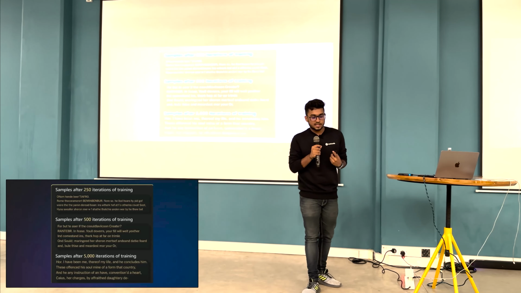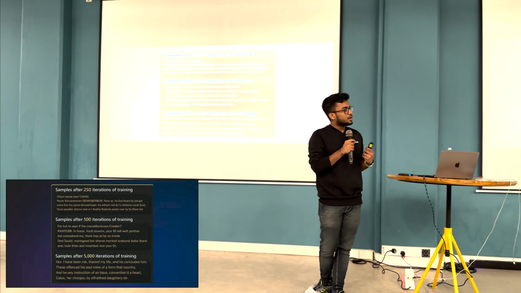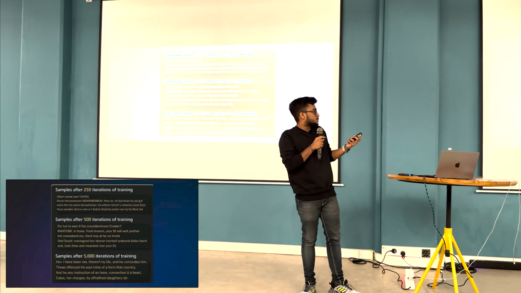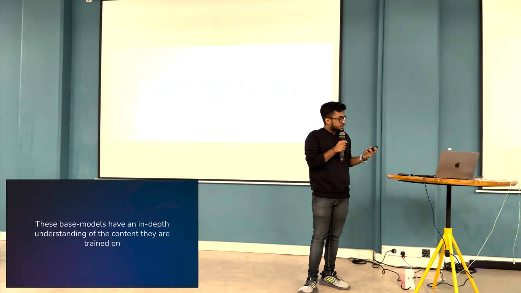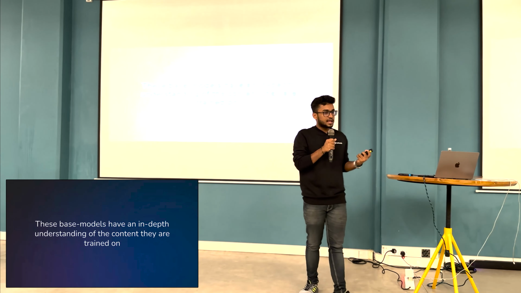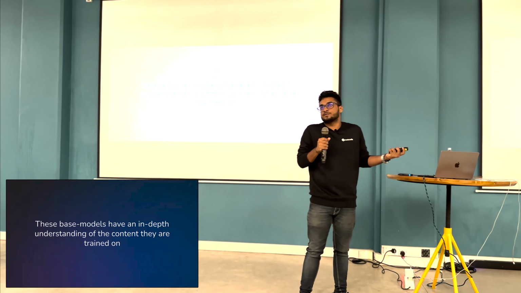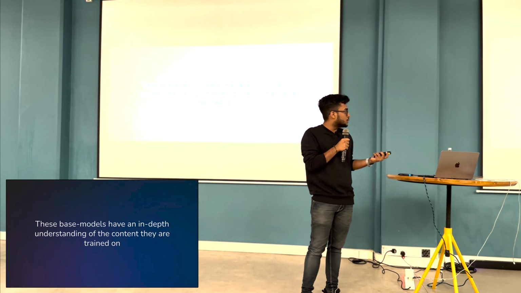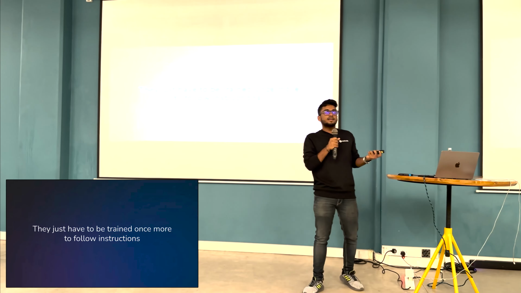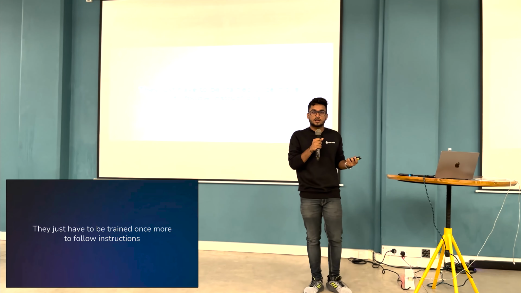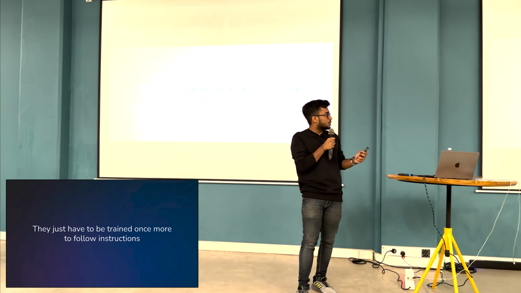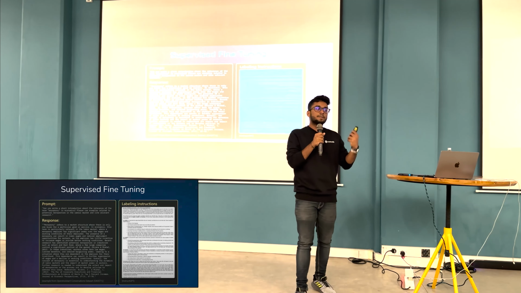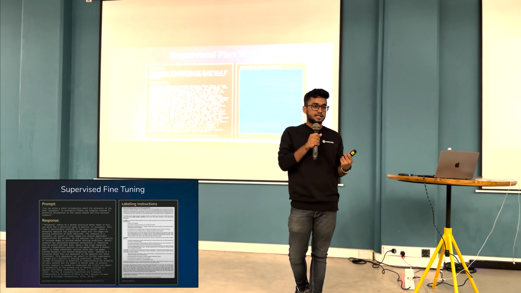Alright, so we have this very powerful model, but it can only predict the next word or extend sequences. It can't do anything more interesting than that. So they have this foundational understanding, but that's not extremely useful for us in most scenarios. So what do we do? We simply train the model once more to follow instructions, but this time on a smaller, high-quality data set. So this step is called the supervised fine-tuning step.